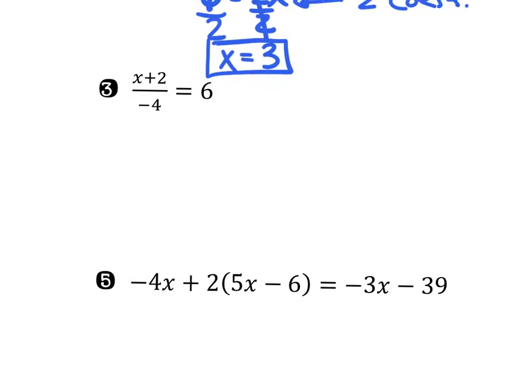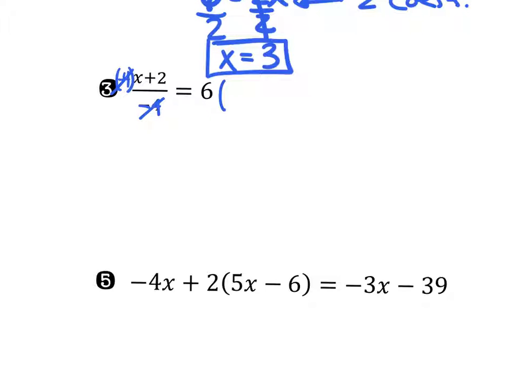Okay, I want to try 3, and then I would recommend you pause and try 4 on your own. 3 does look a little bit different. So we have the sum of x and 2, divided by negative 4, equals 6. When you start off with that divided by on the bottom, I need to get rid of that first. So negative 4 is in the denominator. I want to multiply in the numerator to cancel it out, because typically if you ever have a number over itself, they cancel and give us 1. That's what we're trying to do there. So that would cancel the negative 4 in the numerator and denominator.